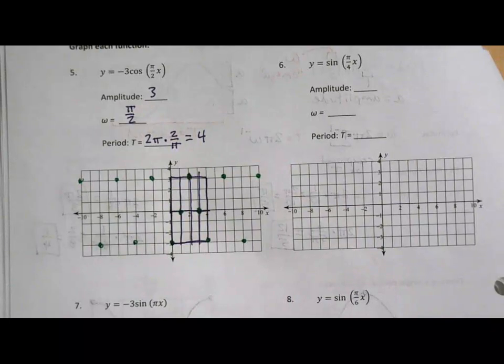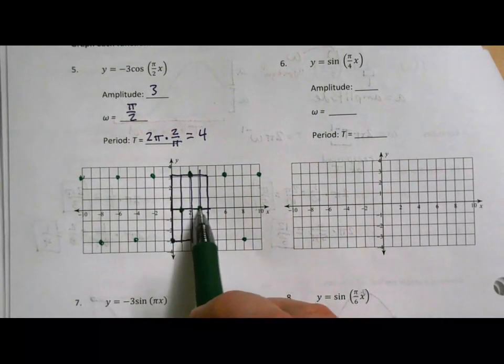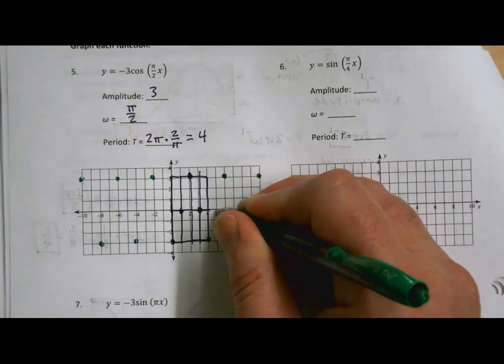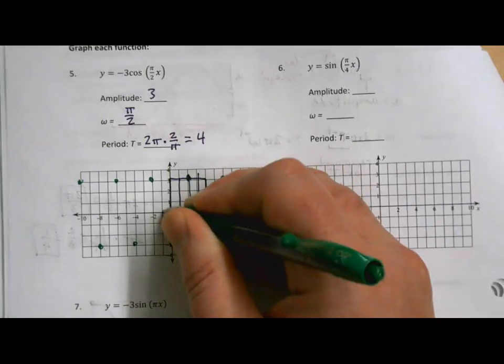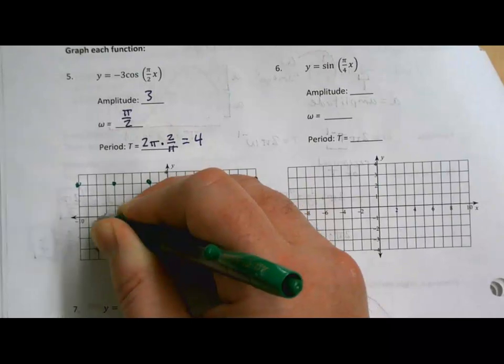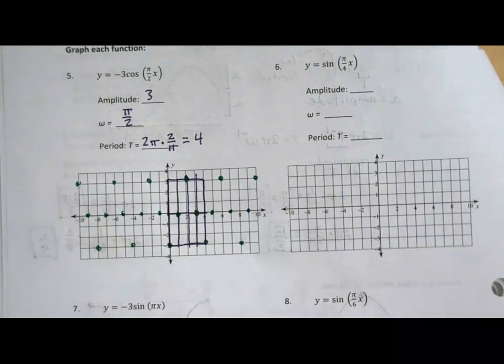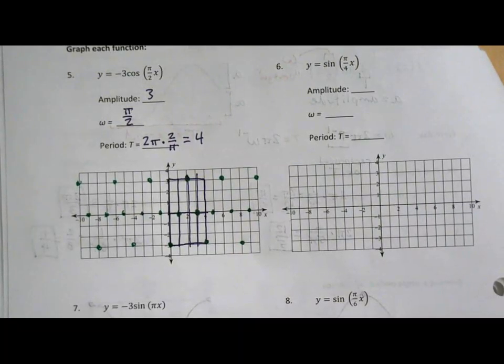And another little shortcut for you. Whether you're dealing with sine or cosine, the x-intercepts are always going to be half a period apart. Our period is 4, so they're going to be 2 units apart. So I can just go across my x-axis and count every 2, and I will have another intercept at each of those points. So this part's a little tedious, but it gets us there.